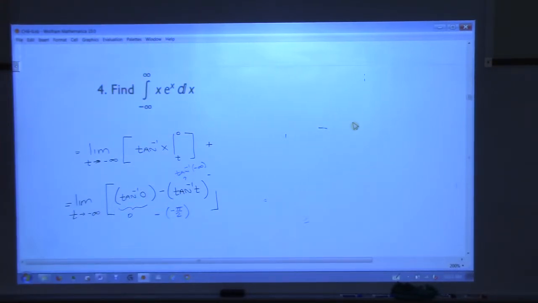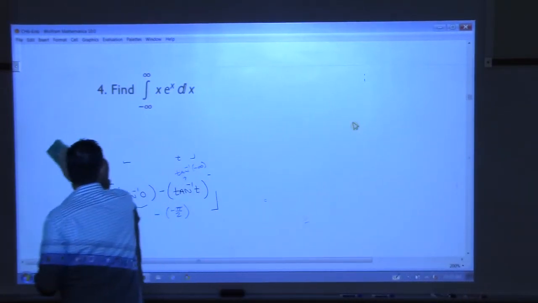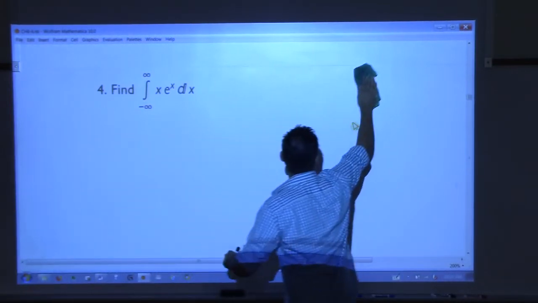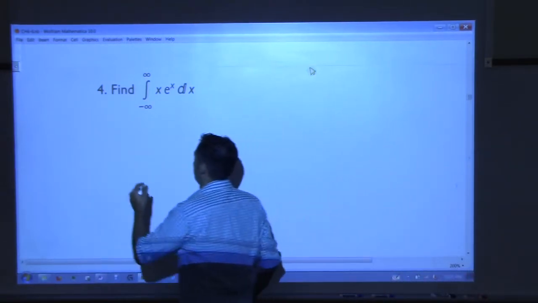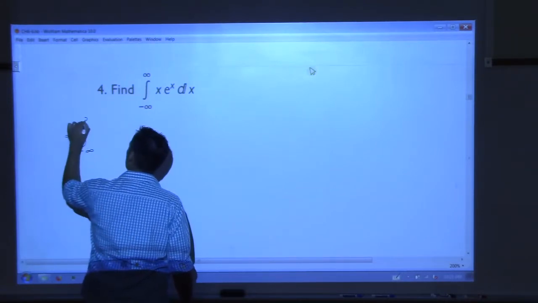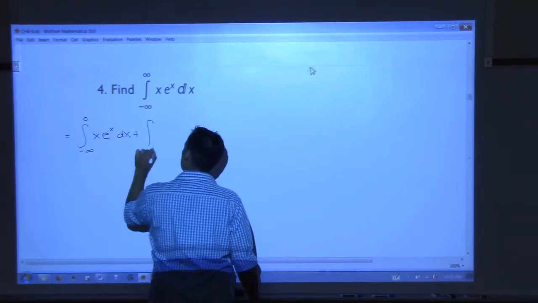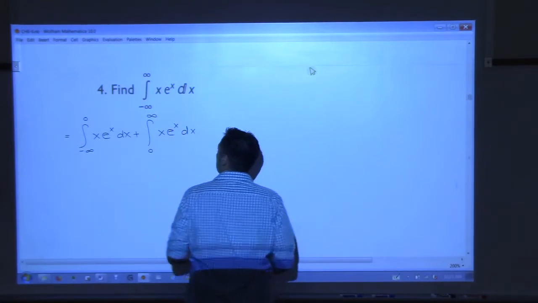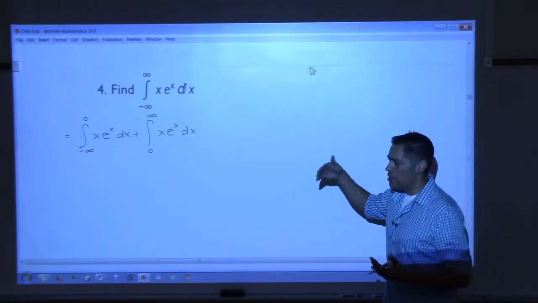Okay, hey, look at this one. That's the one I asked you to do, right? I'm going to move kind of quick through this one because you've already done the integration. I'm kind of running out of time here. This is going to go from negative infinity to 0 of x e to the x dx, and then from 0 to infinity of x e to the x dx. That's just me splitting it up into two. I choose to go to 0 and then continue from 0.